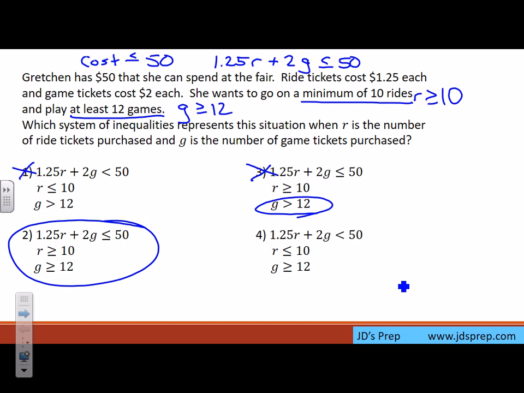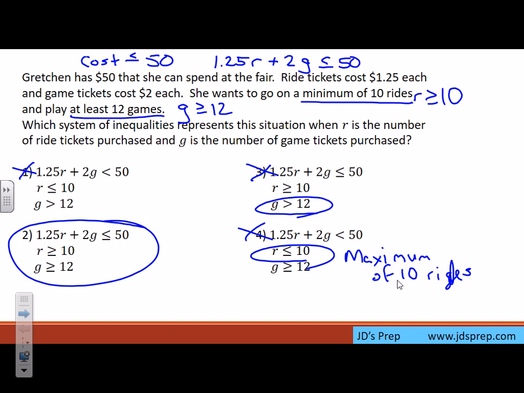Number four has the same problem to start that number one did, in that we have the less than instead of less than or equal. But the second inequality is also a problem, because it says that R must be less than or equal to 10. This would be the correct inequality if Gretchen wanted to go on a maximum of 10 rides. But she wanted to go on a minimum of 10 rides, meaning 10 rides or more. So this one is also gone.